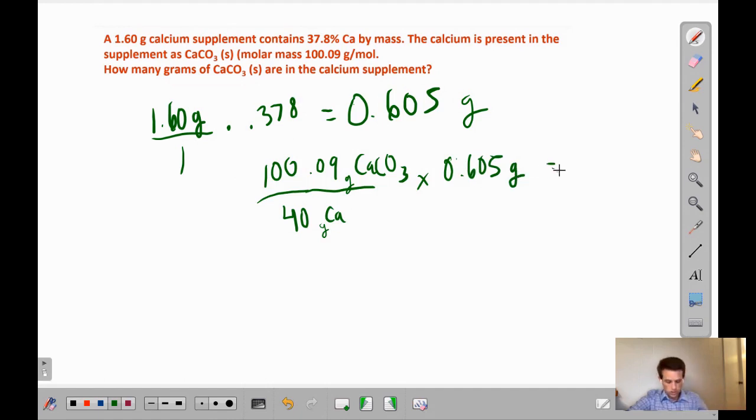So we do that calculation, and what I got was 1.51 grams of it is calcium carbonate. Then you could even figure out how much of it is not calcium carbonate. That's 0.09 grams, the amount that's an impurity, some kind of filler in the mixture. All right, so let's keep moving.